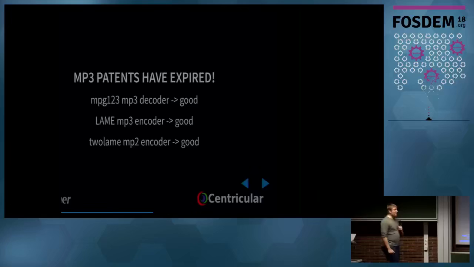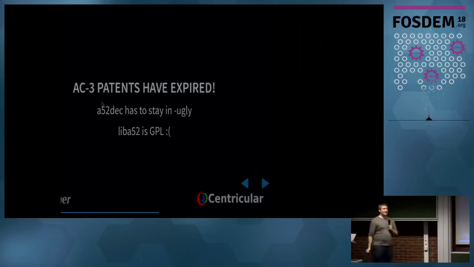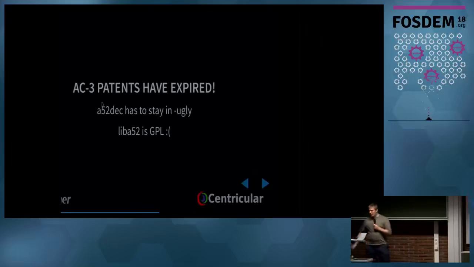So the good thing is MP3 patents have expired, which means we can move MP3 decoders and encoders, and the MP2 encoder as well. We can move that into good, and we've done that, which is nice. AC3 patents have also expired. Unfortunately, we can't move the decoder because it's GPL licensed, and we don't do GPL in our core, in our good modules, basically.